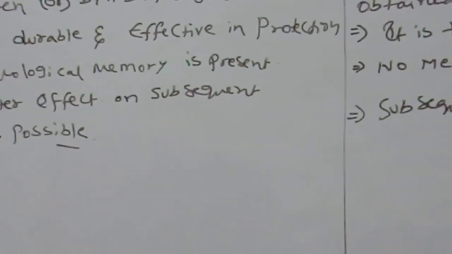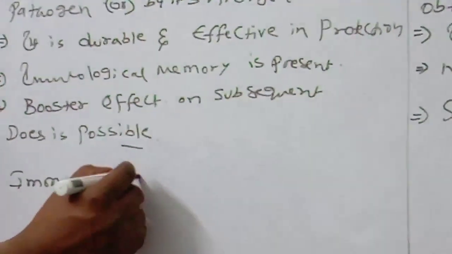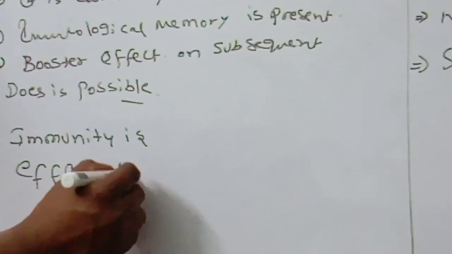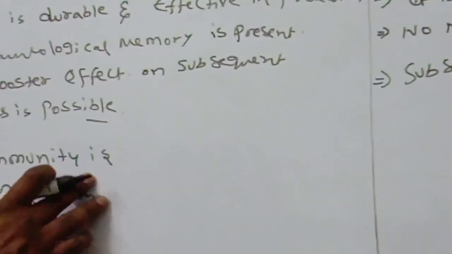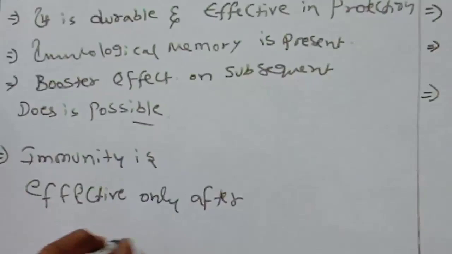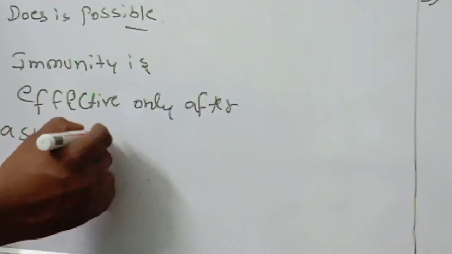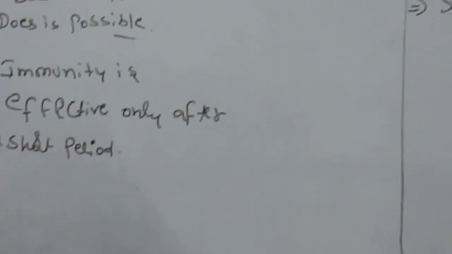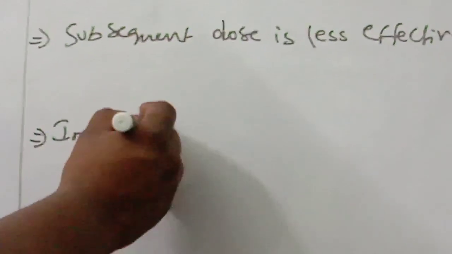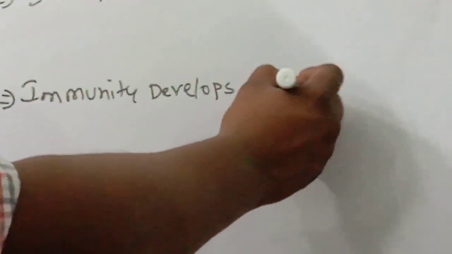Okay, children. Active immunity is effective only after a short period. Passive immunity develops immediately.